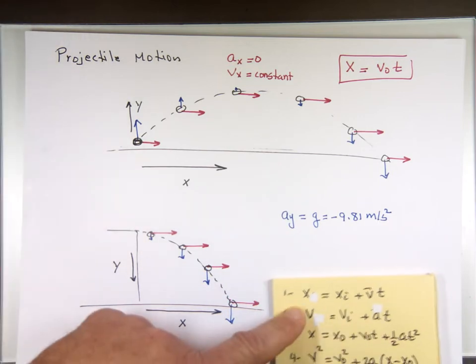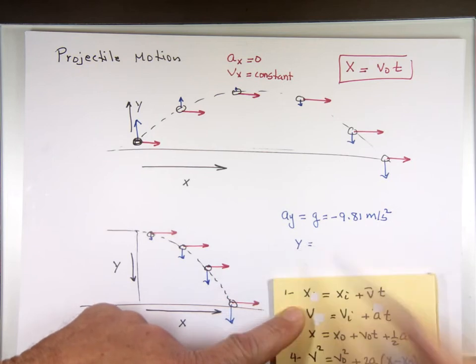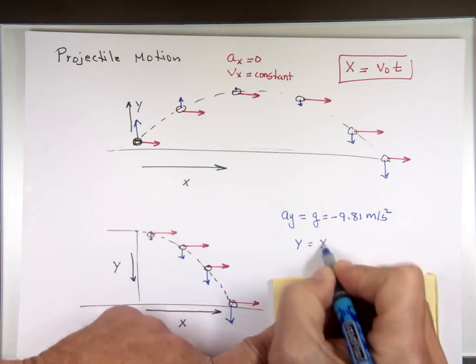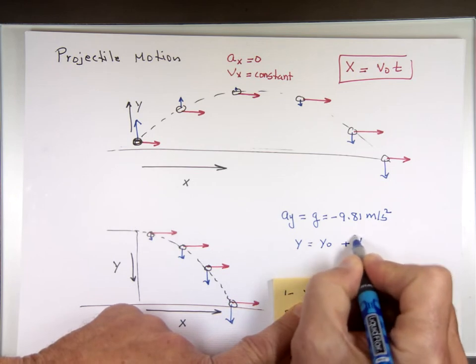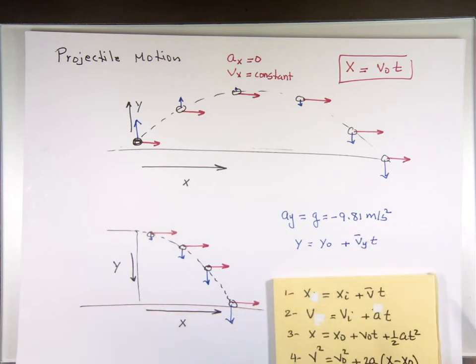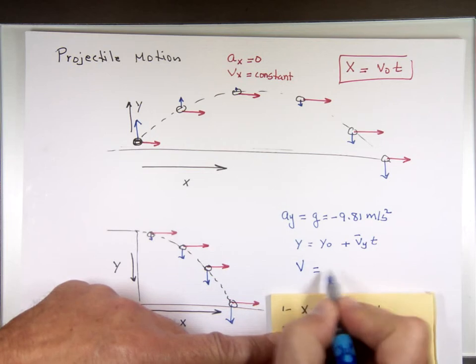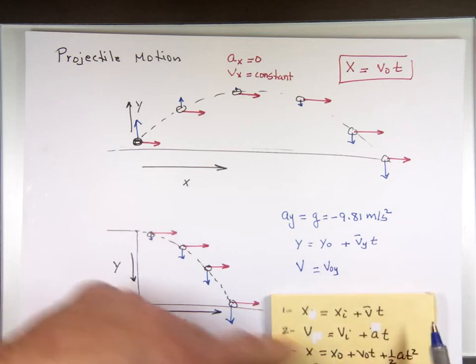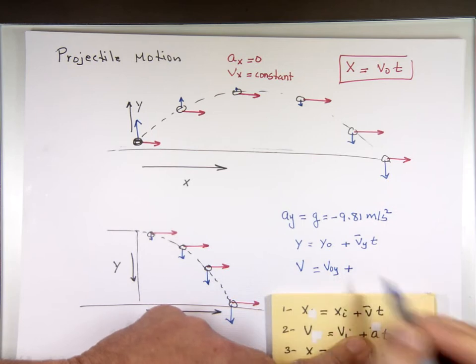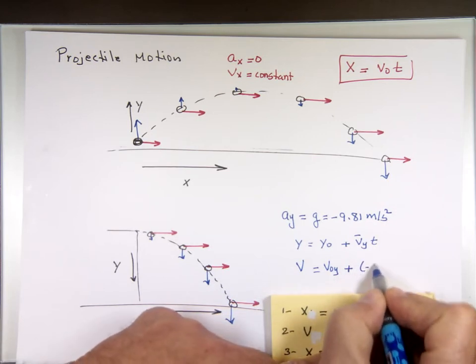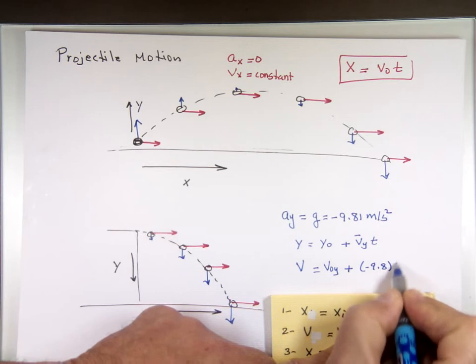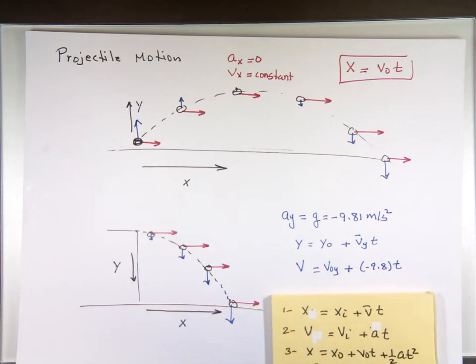So this equation will be y equals y sub 0 plus the v average in the y direction times time. I'm using a subscript for y. What's the velocity in the y direction? v equals v0 in the y direction plus the acceleration, which is negative 9.8, times t. Or I can write g times t, because a equals g here.